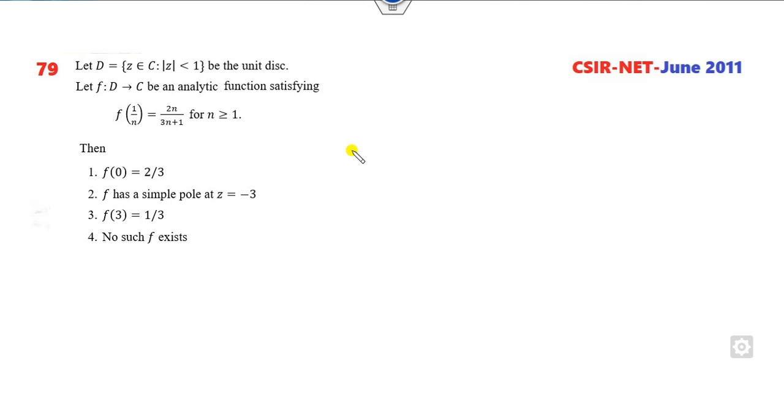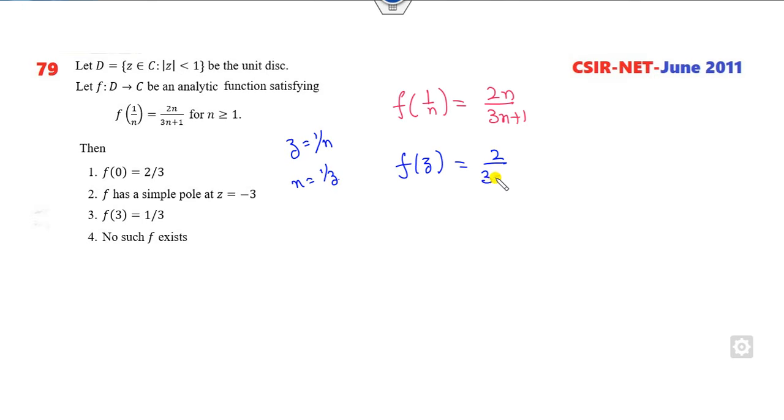Okay, now this is the next category. How can you solve such kind of problem? Whenever this is given to you over the circle, you have to find f of 0 and the same. Remember, whenever this is the nature of the question, you always try to write in terms of z. Means I can write z is 1 by n, so n will be 1 over z. So it will be written like this.